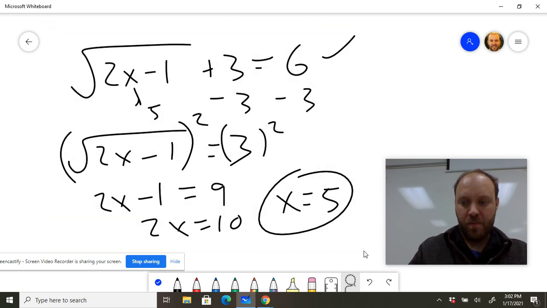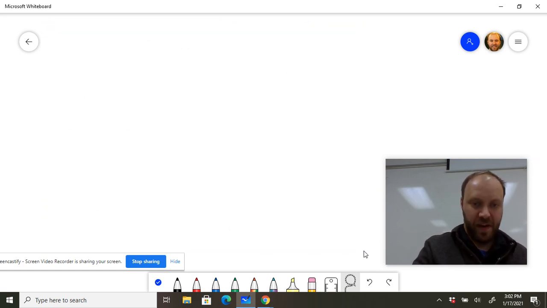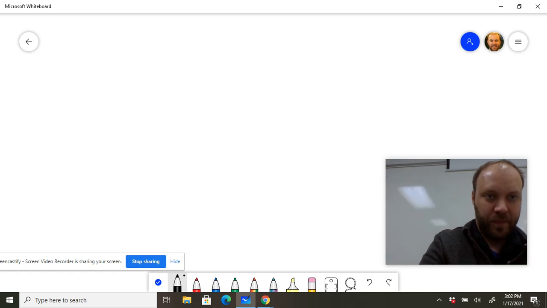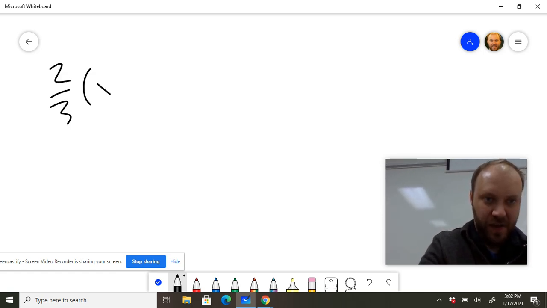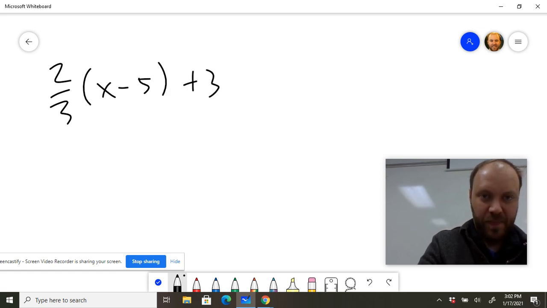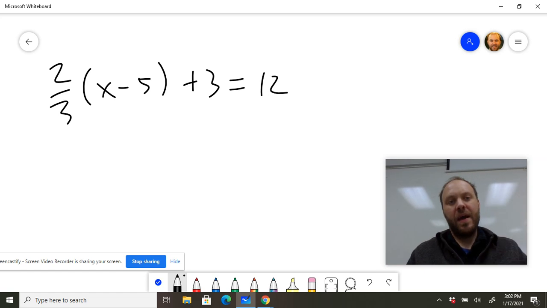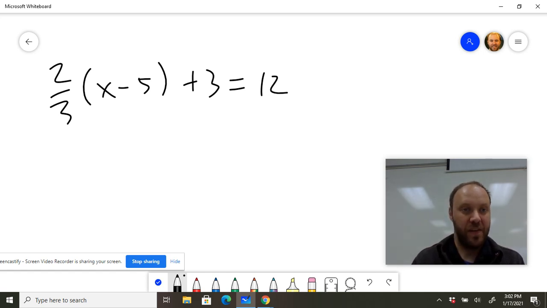All right, moving on. So the next one, we've got a fraction. We've got 2/3 times the quantity x minus 5 plus 3 is equal to 12. Again, one thing I saw in the quiz was people trying to take care of the fraction first. And, you know, technically you can divide everything by 2/3, or you can multiply everything by the reciprocal.